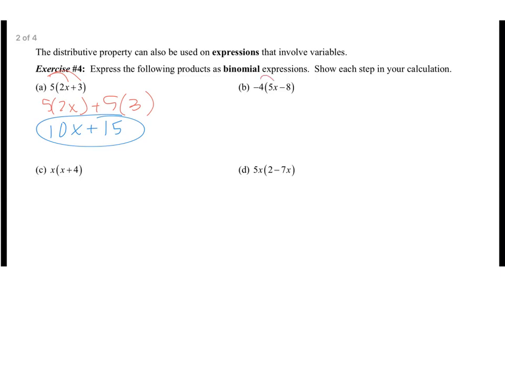Next, we have negative 4 times (5x minus 8). So negative 4 times 5x and negative 4 times negative 8. But remember that you can always make this a plus negative. So plus negative 4 times negative 8. So negative 4 times 5x is negative 20x plus. When you multiply a negative times a negative, it's a positive, and 4 times 8 is 32.